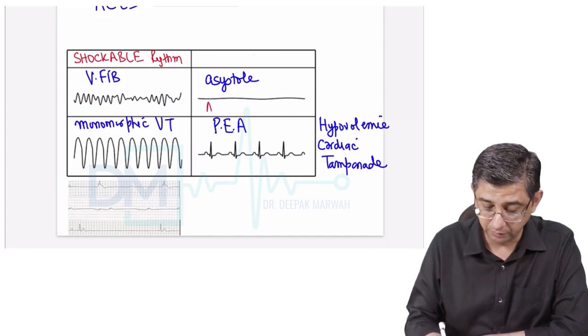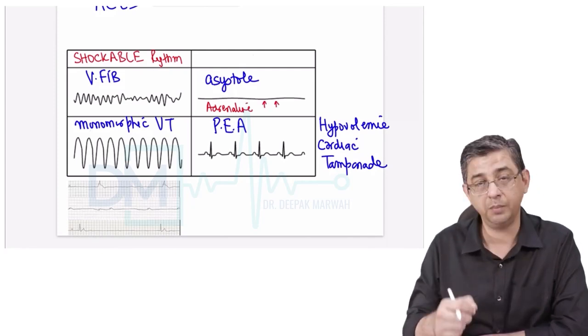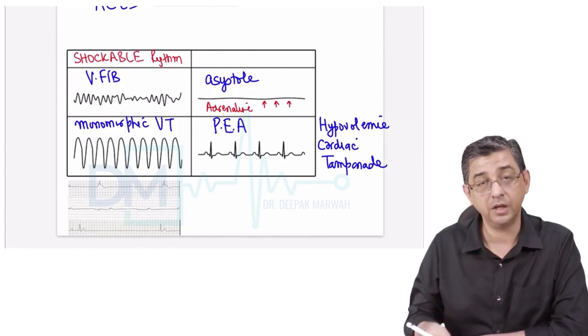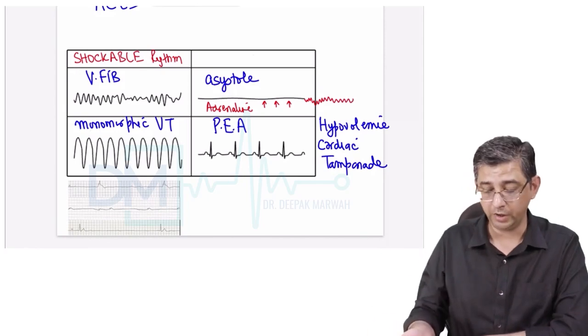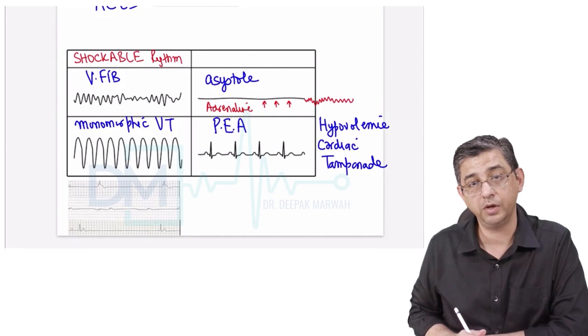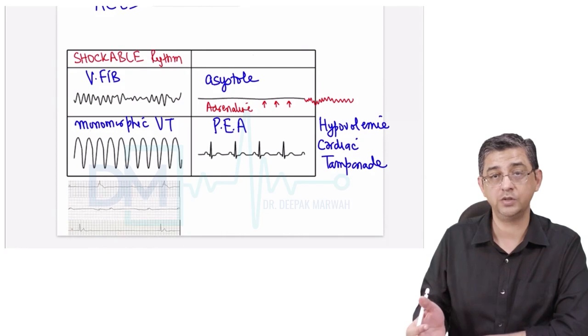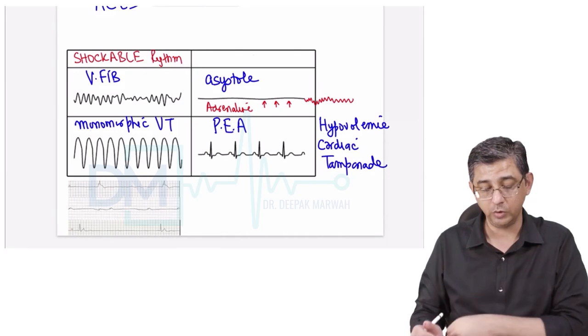So why do we give adrenaline in patients of asystole again and again? Because you give it 1 milligram every 3 to 5 minutes. Why? Because when you give adrenaline again and again in flatline ECG asystole, you can convert it into ventricular fibrillation, and the moment you convert it into ventricular fibrillation, then it becomes a shockable rhythm. So I also wanted to highlight from here that these are not rigid lines. A person from shockable rhythm can go into non-shockable, and from non-shockable can come to shockable rhythm.